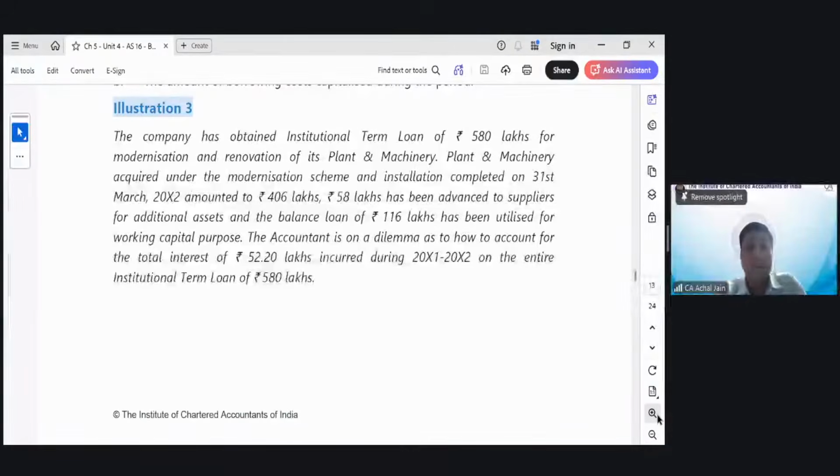Now, the accountant is in a dilemma as to how to account for the total interest of 52.2 lakhs incurred during this year, X1-X2, in respect of this entire loan amount. So what do you think? What should be the accounting treatment? Quickly, over to you. Can you just quickly solve this and help me? What will be the accounting treatment with numbers?